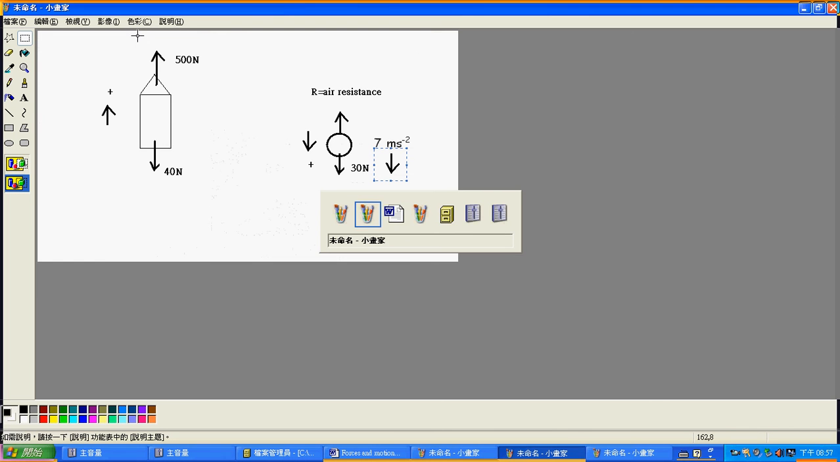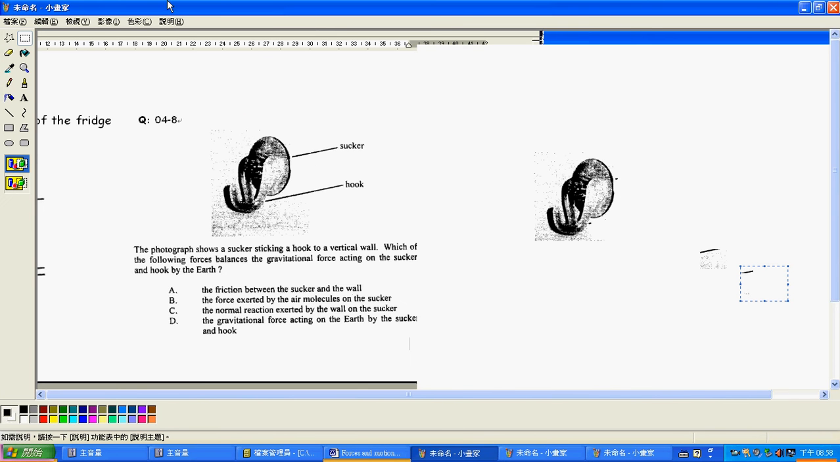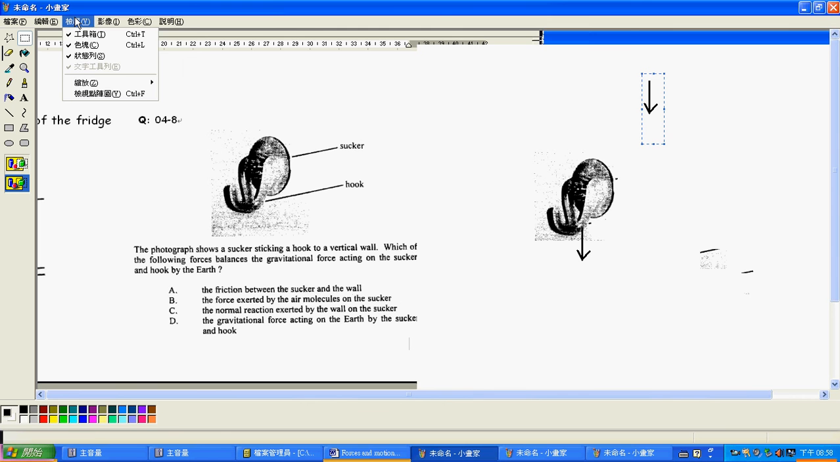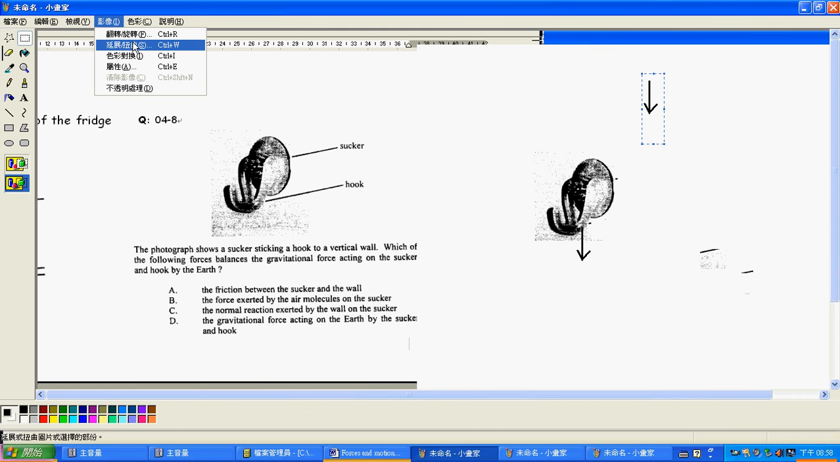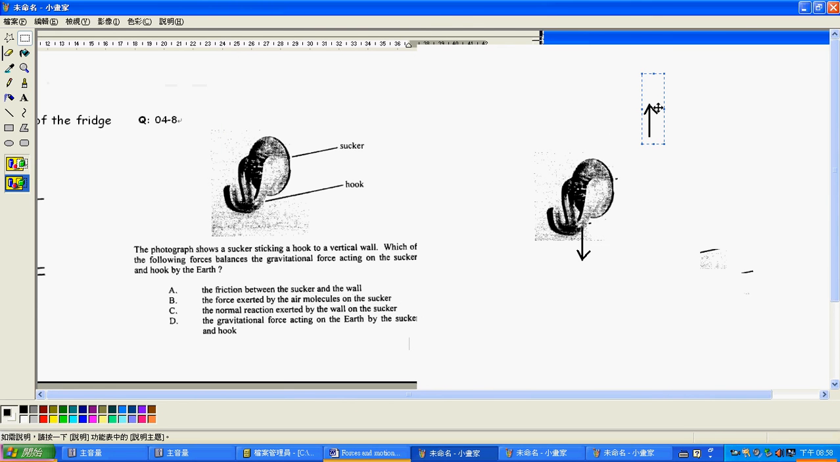The forces acting on the sucker is weight. So it's weight, and then to balance the weight, there must be an upward force. Okay, upward force. But this upward force has nothing to do with the air pressure, so it must be the friction.